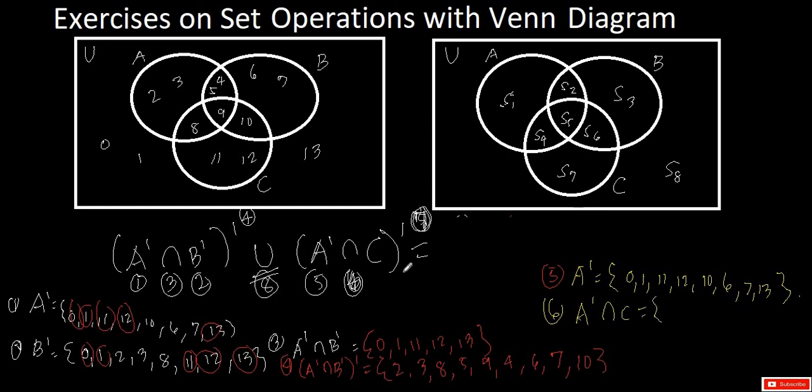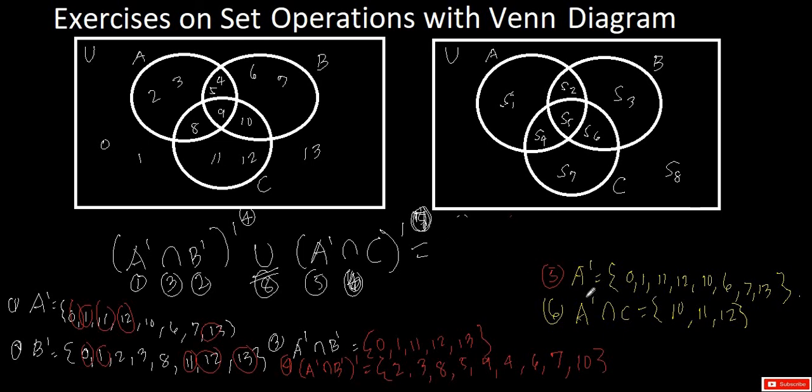Let's have step 6. So what are the common elements of the A complement and set C? Okay, so let's look at the elements of set C. What are the elements of set C that are in A complement? 8, no 8. We have 10. 10 is an element of set C and at the same time element of A complement. Then what else? We have 11 and 12. Okay, 10, 11, and 12.